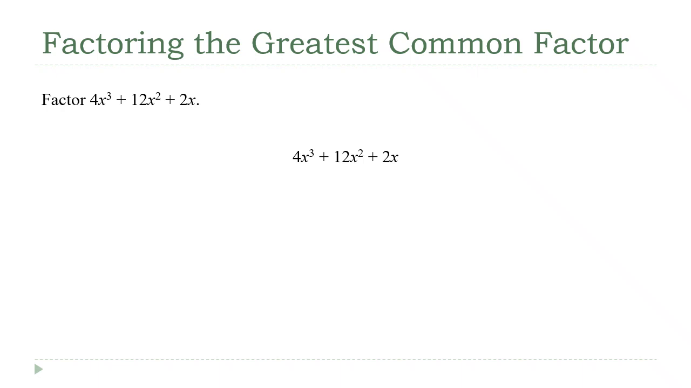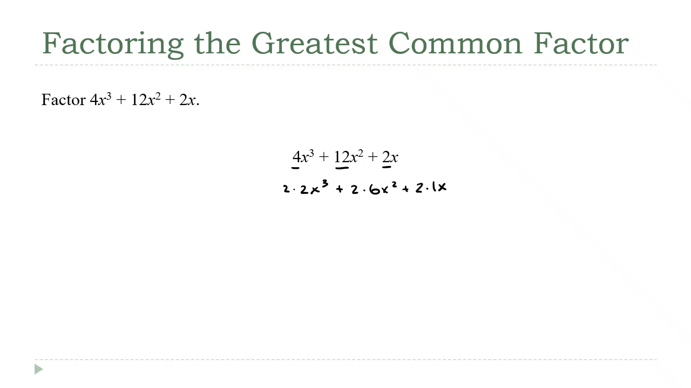I'm going to look at the 3 coefficients, 4, 12, and 2, and I'm going to say, okay, the greatest common factor of 4, 12, and 2, the biggest number that goes into all 3 of them, is 2. So now I'm going to go back to the original method we talked about, and I'm going to rewrite each of those coefficients as a multiple of 2. So this will be 2 times 2x cubed plus 2 times 6x squared plus 2 times, and I'm actually going to write it out here, 2 times 1x.